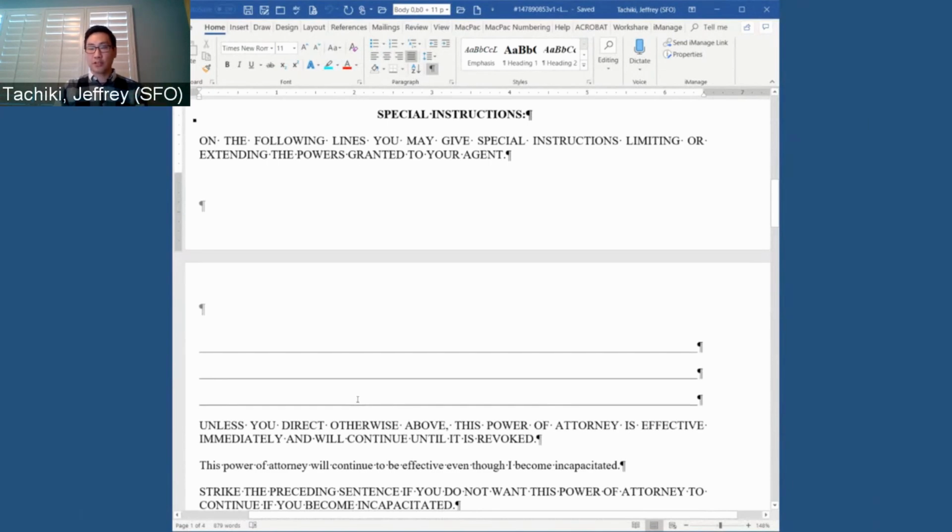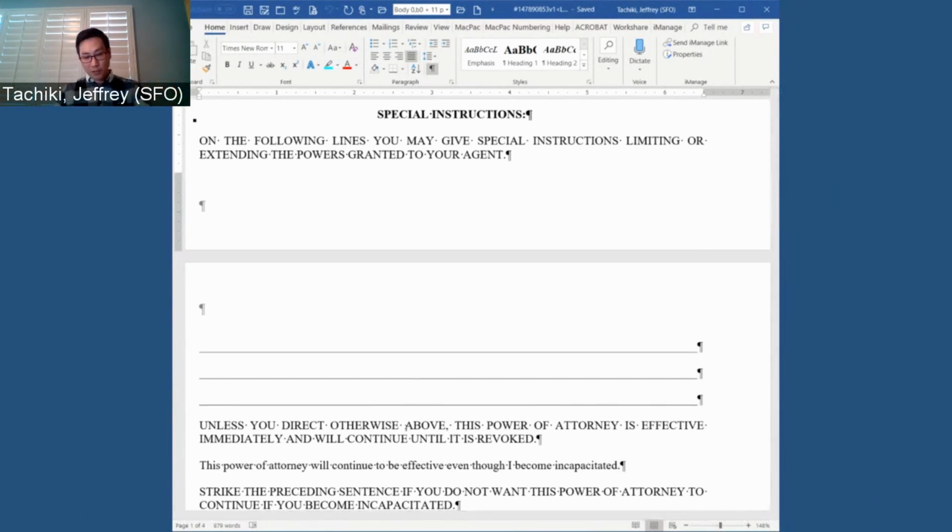Below those lines there, you see again in caps, there is some language that says that this power of attorney is effective immediately and will continue until it is revoked. This is a durable power of attorney. That's what that durable portion of the power of attorney stands for. It is effective immediately and continues on, right? And then actually the sentence below that is really what makes this durable. It continues on even if you become incapacitated, right?